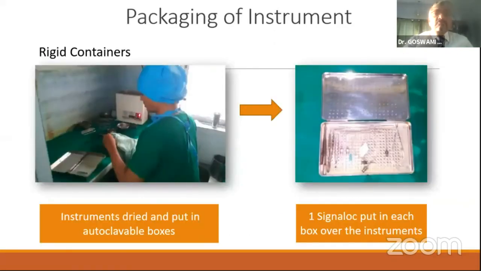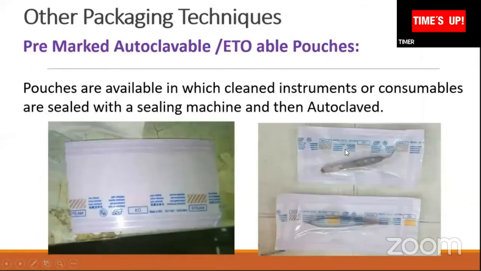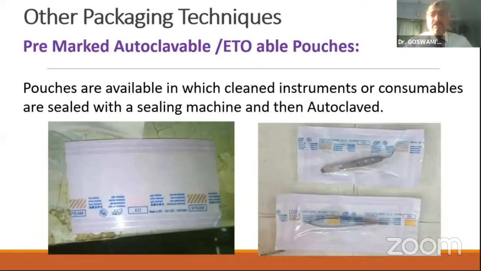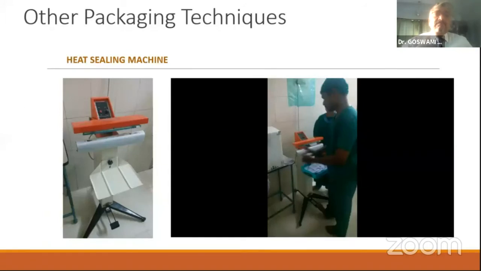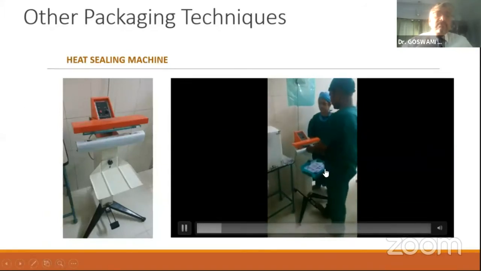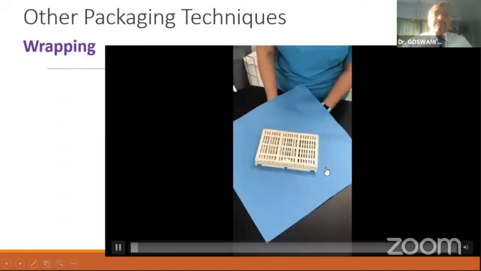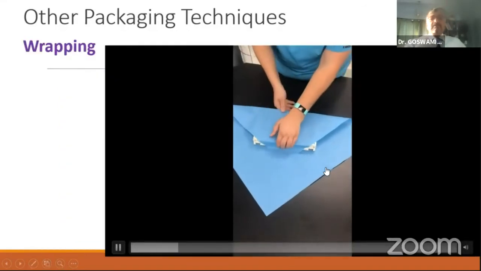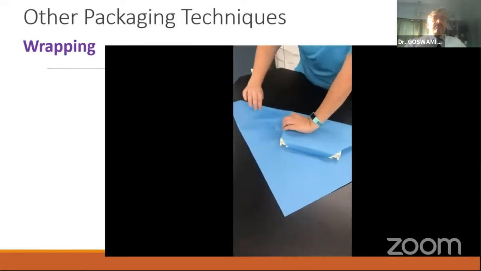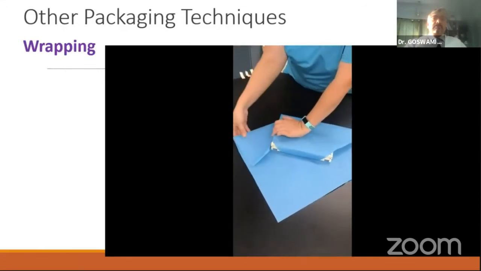So here is how instruments are being packed in instrument sets. There should be enough space between the instruments to allow the steam to move out properly. And there are these pouches which are available. And this is a machine which can be used to seal the pouches. And of course, last but not the least, we can also wrap it up with special tissue which is available, which is porous and allows steam to percolate through.